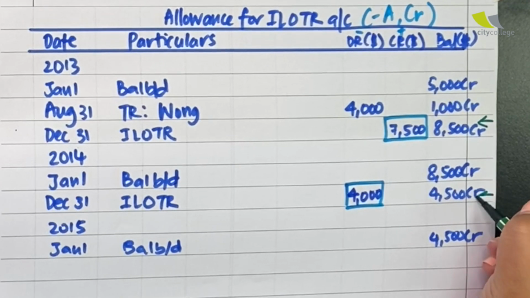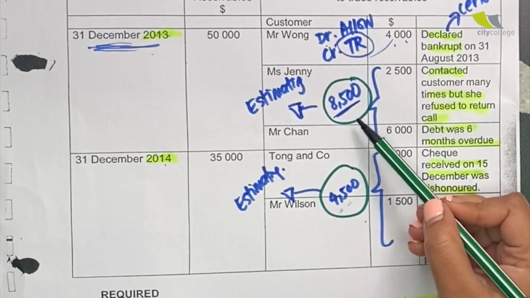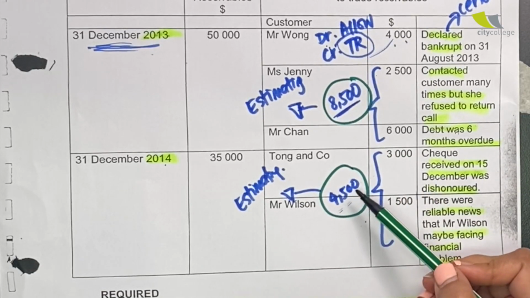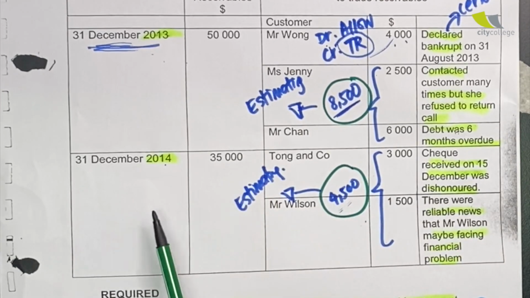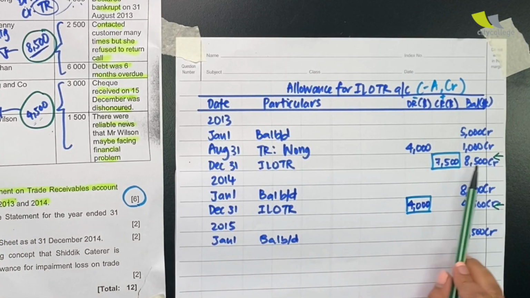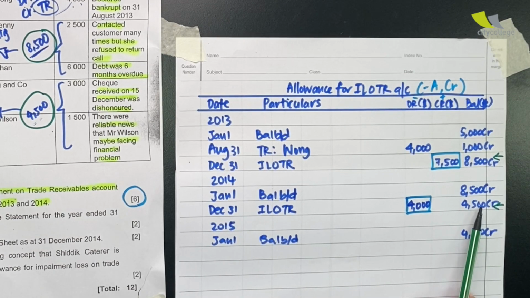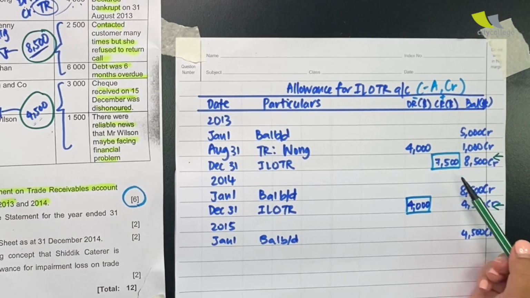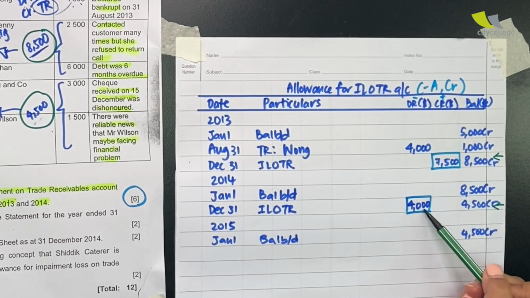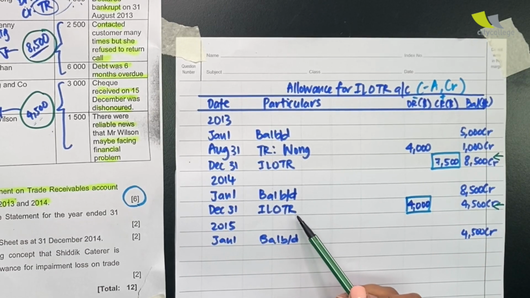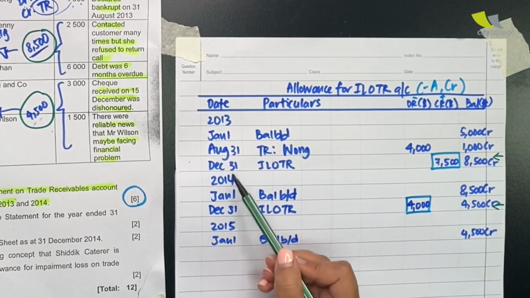Take a look. 8,500 and 4,500 are the estimated figures given in the question for the respective year ends, and we have placed them accordingly for the year ends in the balance column. After doing that, your duty would then be to derive the relevant impairment loss on trade receivables value for those particular year ends.